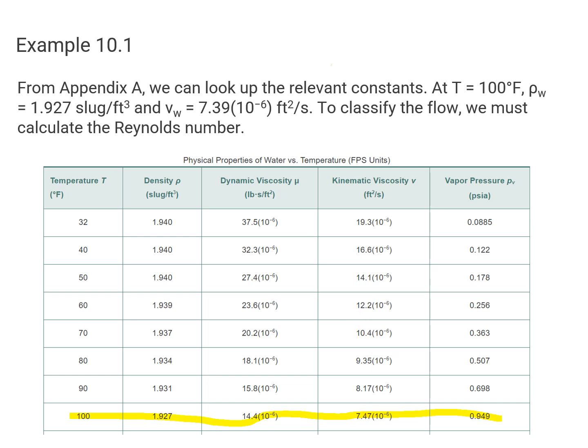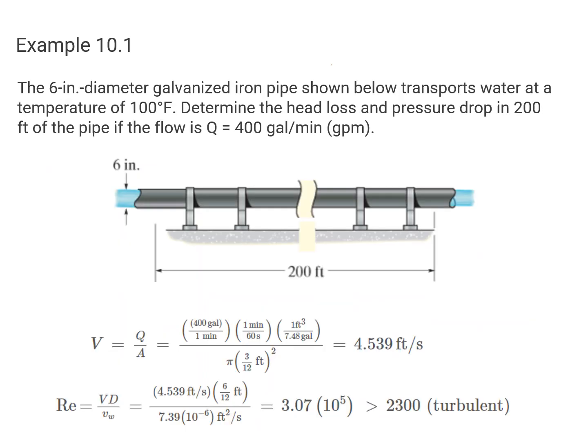To classify the flow, we have to actually calculate the Reynolds number now. V is Q divided by A, so we can convert 400 gallons per minute and then divide by the area. Let's put everything in the foot-pound system. We calculate it to be 4.539 feet per second. So we can calculate the Reynolds number. We can get the kinematic viscosity from the previous slide. So we get 3.07 times 10 to the fifth. So this is turbulent, since it's greater than 2,300.